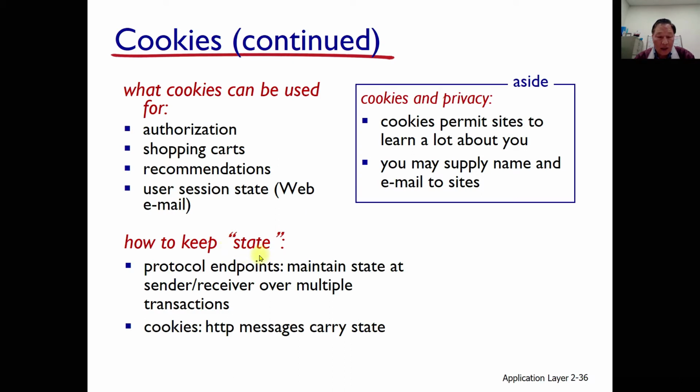How do we keep state? There's no way to keep state in HTTP, so we can use cookies instead. Protocol endpoints need to maintain state at sender and receiver over multiple transactions. These cookies can carry state. Under HTTP messages, the cookies can be used, and on the client side, the cookie can be stored there.